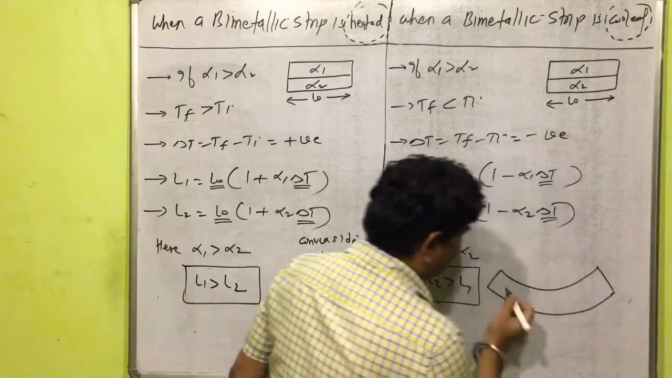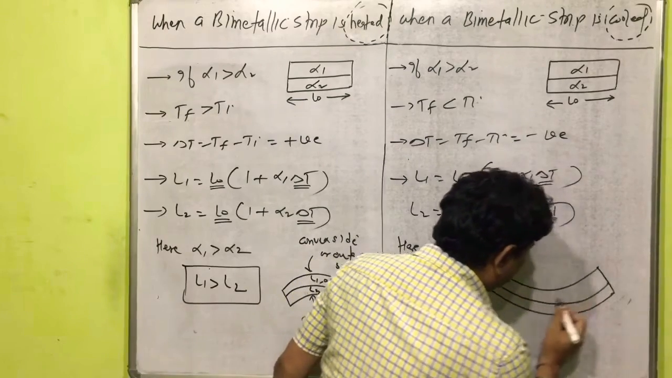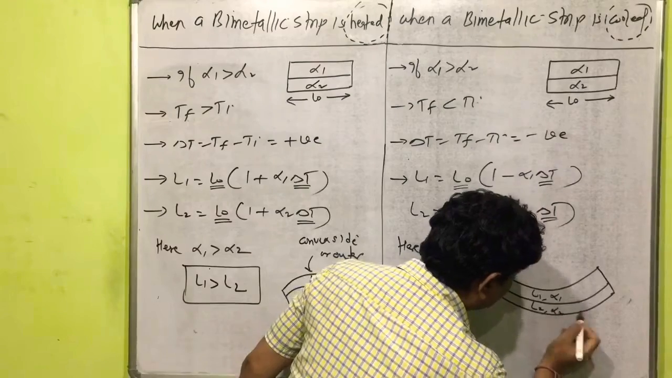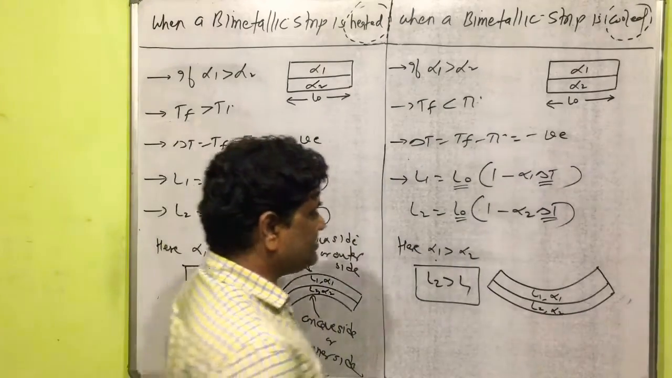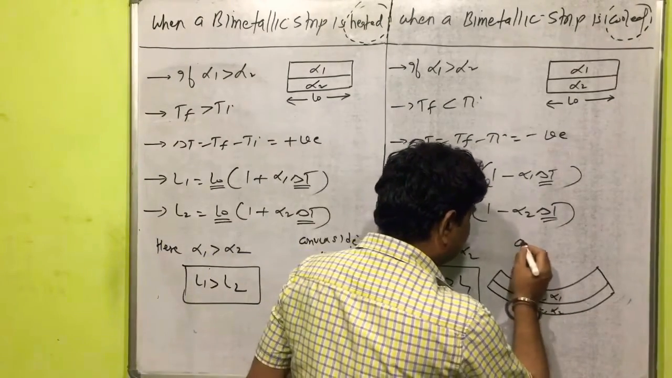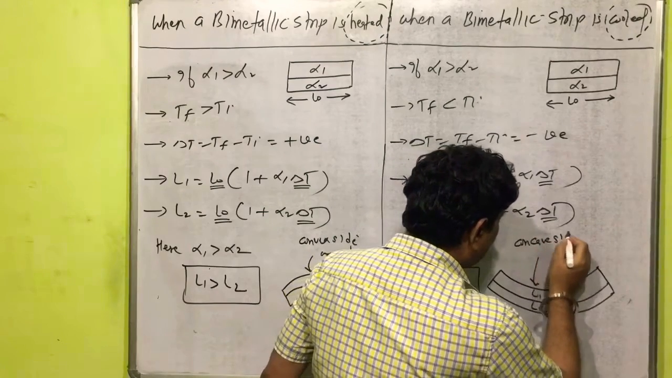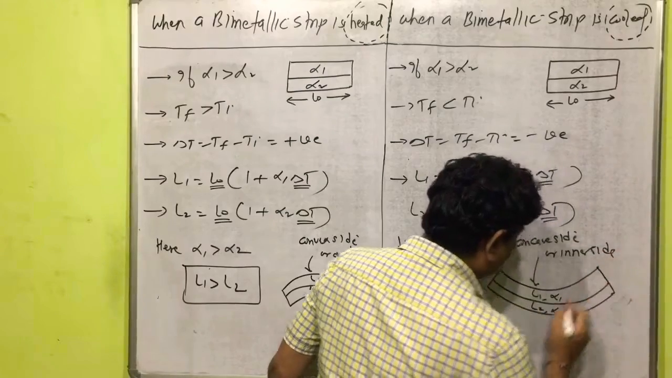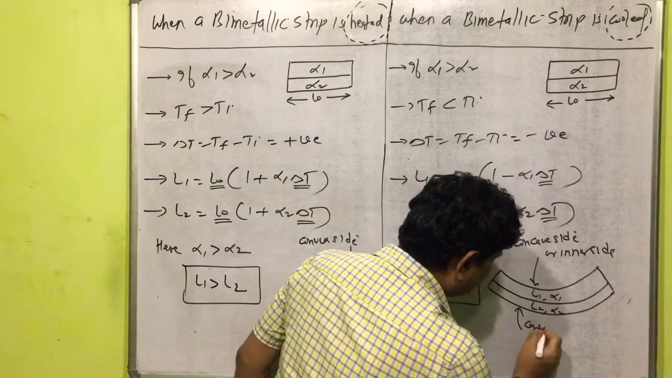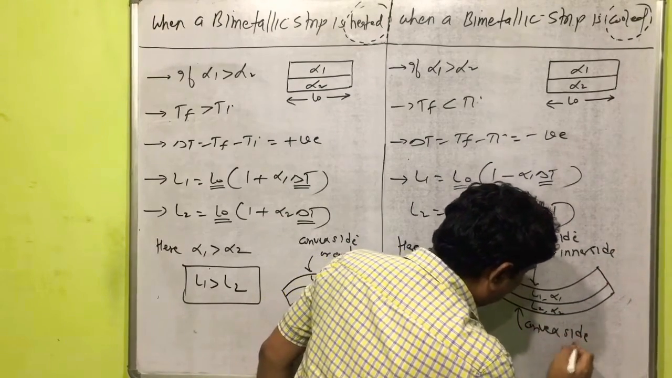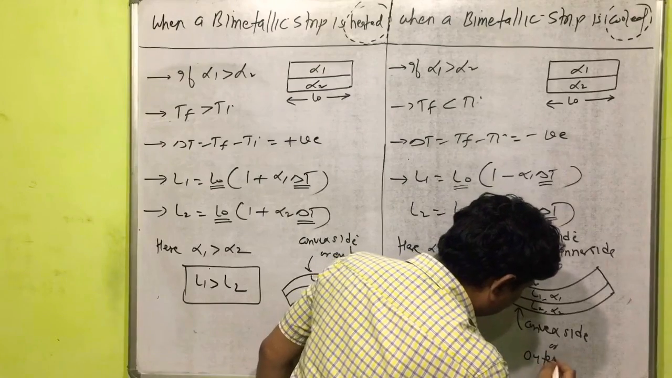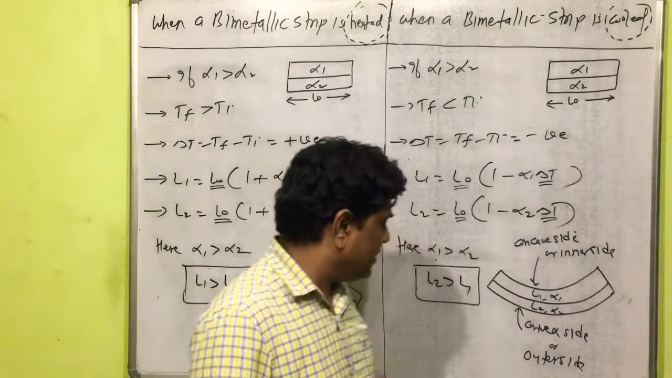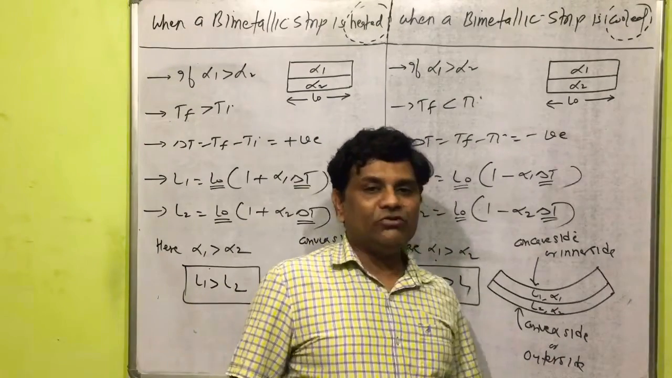This is the diagram of a bimetallic strip. Here it is L1 with alpha 1. Here it is L2 with alpha 2. Now this is the concave side, or inner side. Here it is the convex side, or outer side.